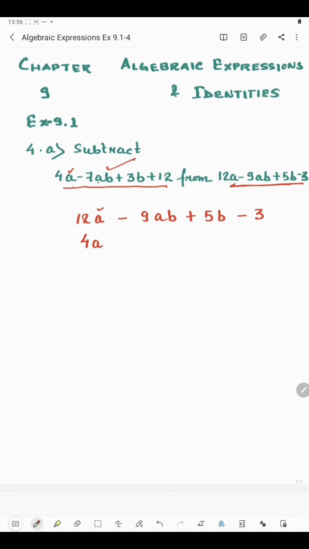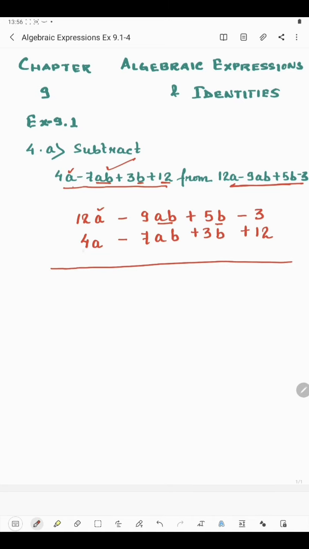Okay. Now ab and ab, it's the same. So we will have to put minus 7ab below minus 9ab. Then we'll check the b term. The b term is here, so we'll put 3b below 5b, and 12 is the constant. We will have to put it below 3 because 3 is the constant. So plus 12. Now we need to subtract these two expressions.